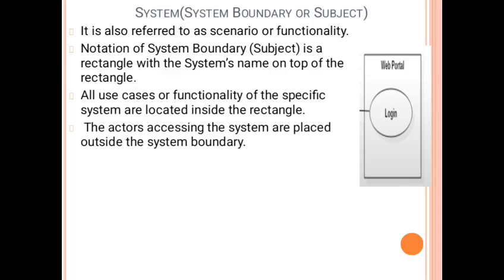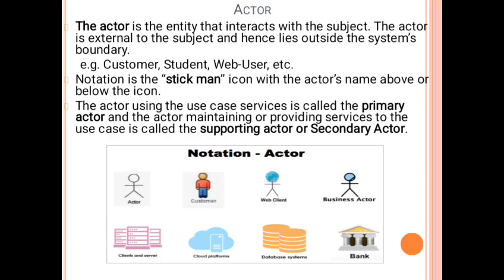Next, system boundary. It is also referred to as the scenario or functionality. The notation of the system boundary is a rectangle with the system name on the top of the rectangle. All the use cases and functionality of a specific system are located inside the rectangle. The actors accessing the system are placed outside the system boundary.